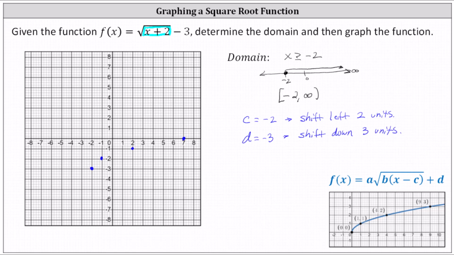This is the graph of the given function f of x, which is the graph of the basic square root function shifted left 2 units and down 3 units.